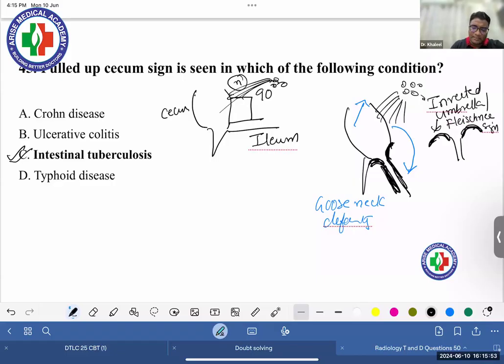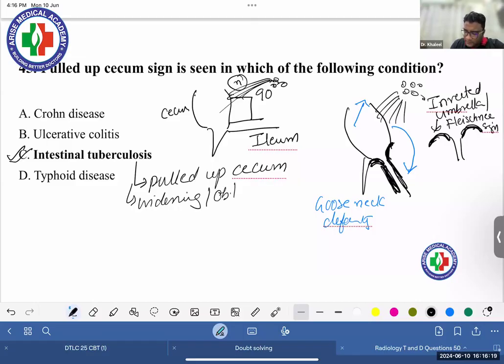So once again, just imagine there is a mesenteric lymphadenopathy and fibrosis. That has caused the pulled up cecum. So in tuberculosis, when you have terminal ileum involvement, you have the ileocecal involvement. There is obtuse ileocecal angle. What are the findings of ileocecal TB? There is pulled up cecum. There is widening or obtuse ileocecal angle. There is narrow terminal ileum.